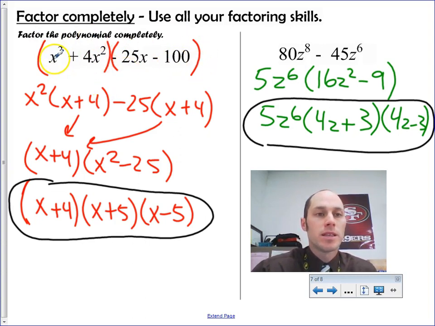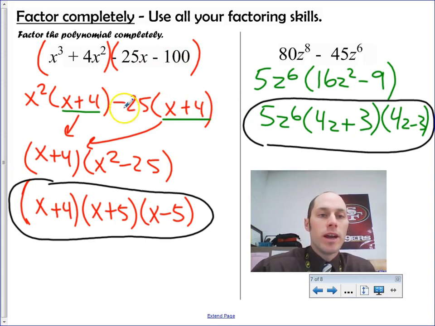And as I group it, I see x cubed and x squared. I can pull out an x squared. I'm left with x plus 4. Next, I have negative 25x and negative 100. So I know this term needs to match up with this one. So since this one's a positive x, I'm going to divide out a negative 25, not just a positive 25. And that'll leave me with x plus 4 because negative 100 divided by negative 25 is positive 4.